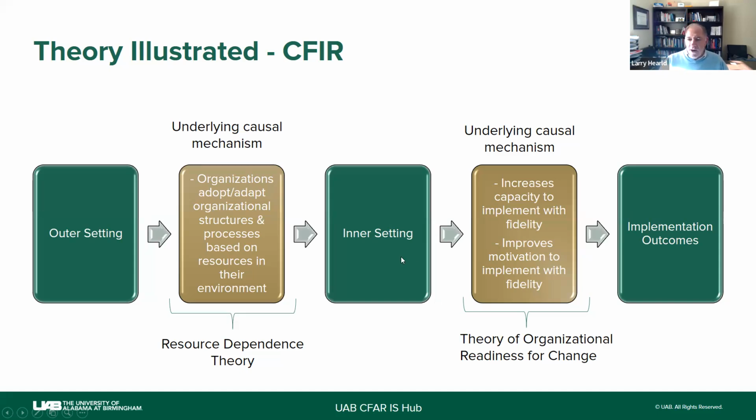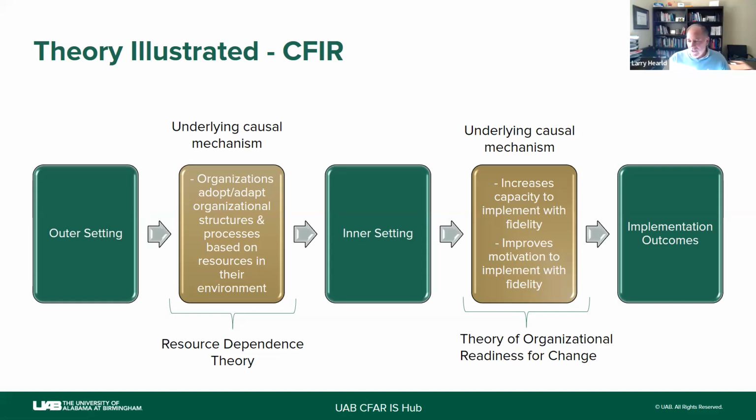Likewise, let's say we want to know how the inner setting may affect the implementation outcomes. That is fundamentally a question of how and why. Well, one theory that can help us understand why the inner setting may affect implementation outcomes is the theory of organizational readiness for change. According to this theory, readiness consists of two dimensions, capacity and motivation. Based on these two dimensions, we might hypothesize that certain aspects of the inner setting, like the organizational culture, improve implementation outcomes because they increase employee motivation to implement the intervention with fidelity.